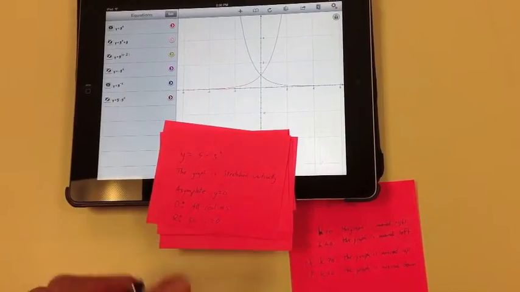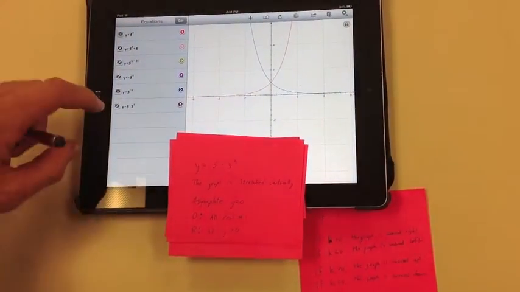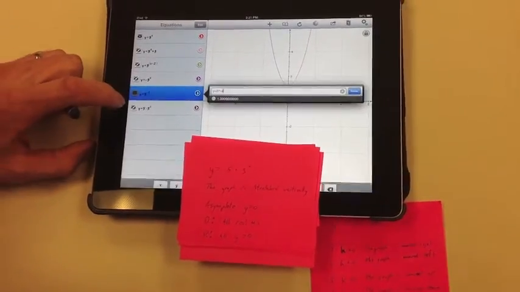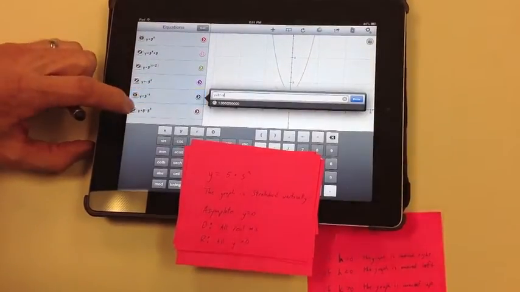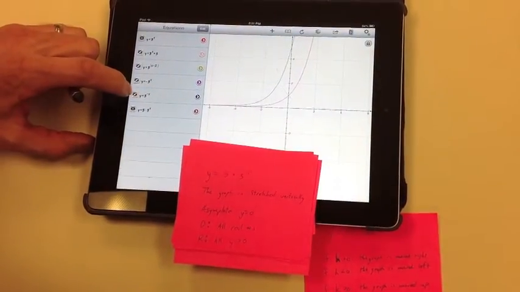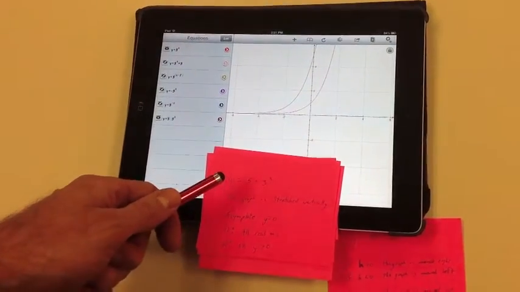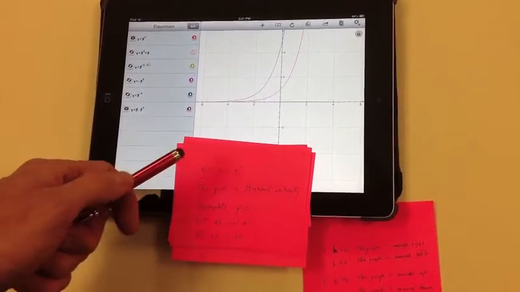What happens if I multiply a number in front? Well, if I multiply 5 in front, this graph is going to be stretched vertically. So again, multiplying by 5 in front is an example of stretching it vertically. And if I would change this to 1/5, it would be an example of shrinking it vertically.